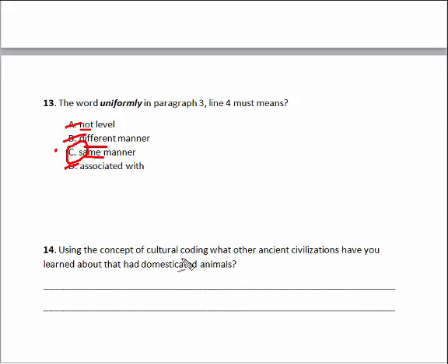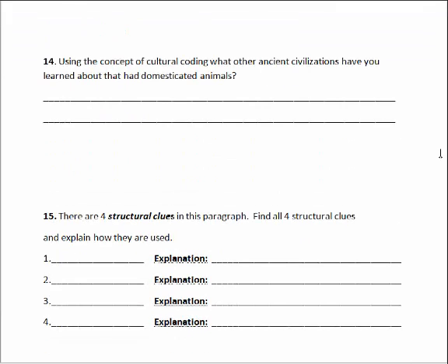14, using the concept of cultural coding, what other ancient civilizations might have learned about domestication for animals? Well, a couple things here. First of all, this is just applying knowledge that we may have learned before. First thing I think of is I have been into South America before, in Brazil, Chile, Peru, and they, for some reason, love the donkey. The donkey is a great way to travel and carry coffee beans and stuff like that. So the domestication a long time ago in South America as a pack mule was the first thing that came to my mind.